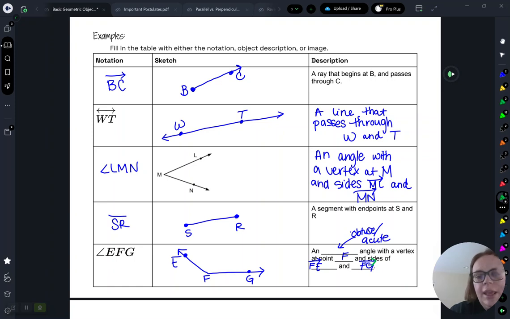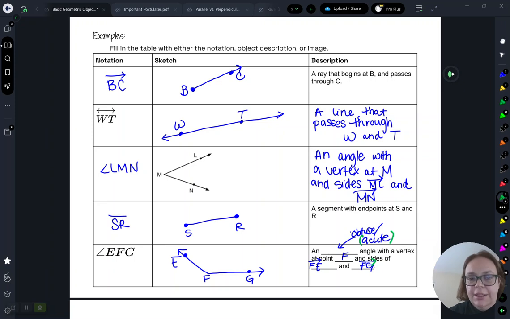There is one blank that's a little weird at the end for angle EFG. It says to draw an angle with a vertex at point F. So I chose to make it obtuse, but you could also have done acute or a right angle. Obtuse is an angle that is greater than 90 degrees, so my drawing is obtuse. But you could have made a straight angle or an acute angle. And the vertex point is F, and then FE and FG are the sides.